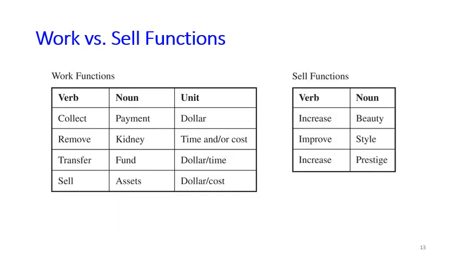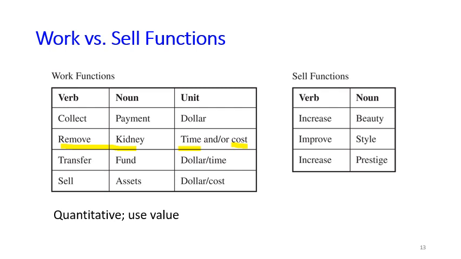Once we have defined the functions, we can categorize them into work functions and self functions. Work functions are the functions that can be measured quantitatively, and they are related to the value of really using the product. For example, there's a function of remove kidney. It can be measured by the time to do the removal or the cost.